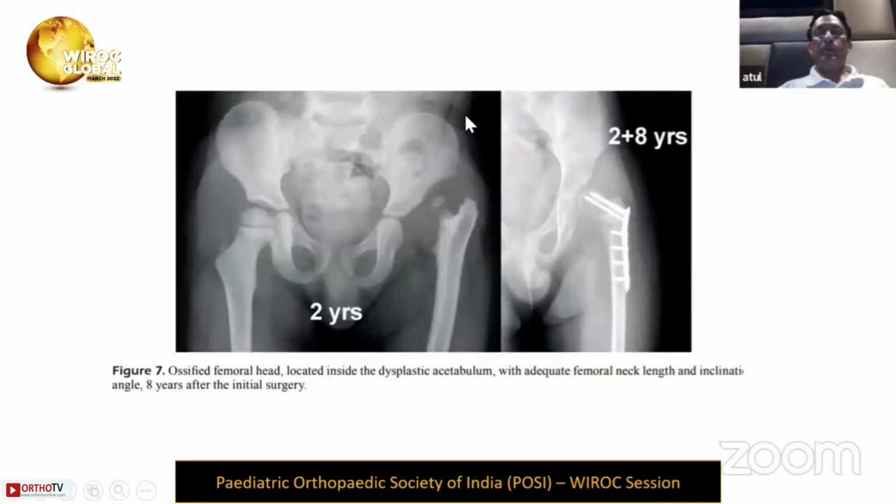So the bottom line is that these children need repeated surgeries, they need good follow-up. And if the parents don't give up, some of them can end up with a reasonable result. This was the initial X-ray where one could think of doing a trochanteric arthroplasty, but they persisted trying to put this head back in. And there is some hope that this head has got a cartilage which is viable and may form a reasonable head.